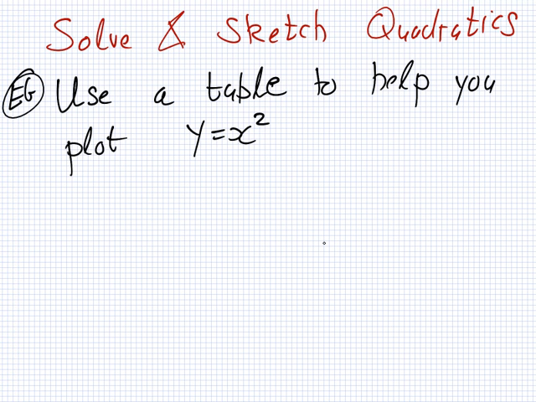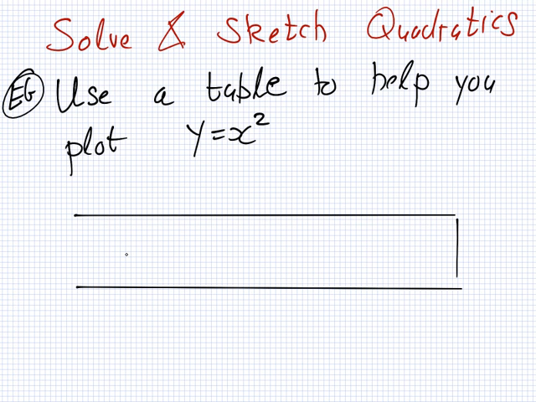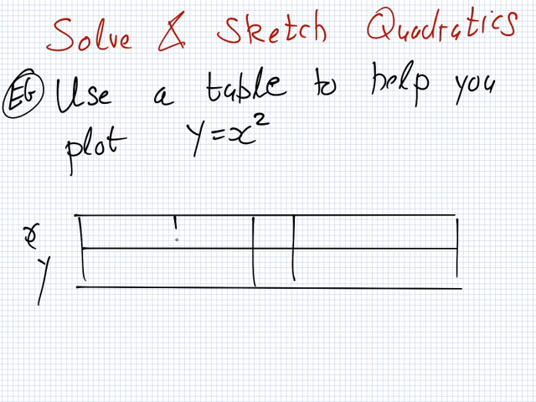What they want you to do here is to use a table, meaning a table of x and y, to help you draw this. So we'll go from something like, well, we'll put 0 here. This is x, this is y. Maybe even go crazy and go to 4. Why not? Minus 4, minus 3, minus 2, minus 1, 0, 1, 2, 3, 4.